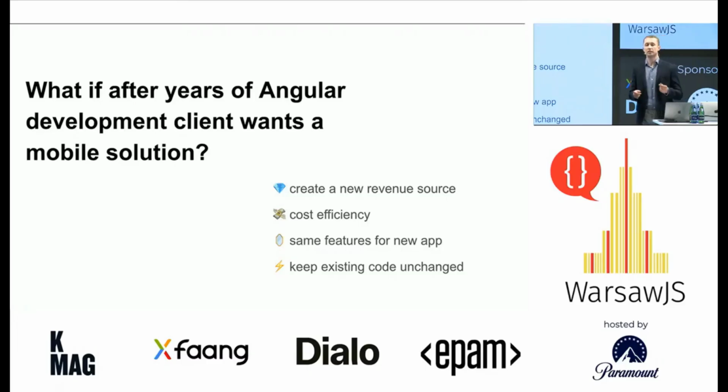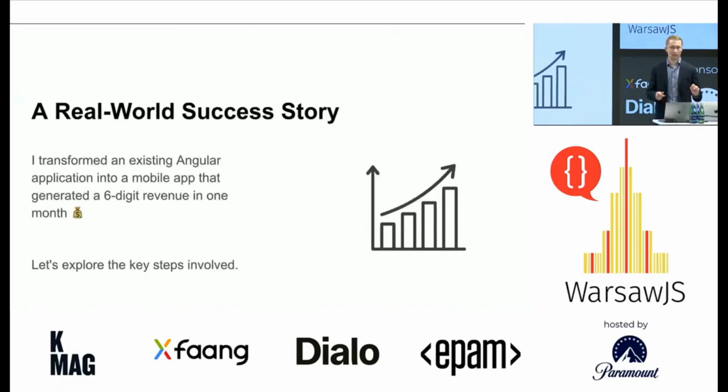But what if after years of development of a big and successful project, a client now wants to publish it on the App Store? Because the goal is to cost efficiently create a new revenue source, keep the same features of the app, just publish them to the App Store, and keep existing code unchanged. And last year I had such a successful story of such an application. I can't tell the real numbers, but in just 2 months, November and December, it generated more than 100,000 euro revenue in each month. And I want to explore the key steps involved in developing such an application.